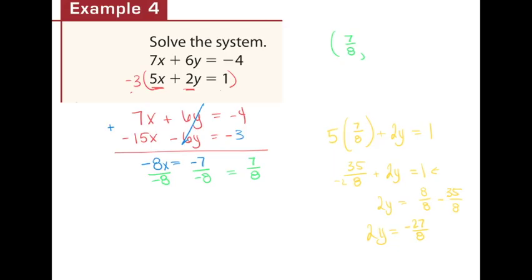What's the same thing? I can multiply by what? Dividing by 2 is the same thing as multiplying by 1/2, right? Multiply by the reciprocal. I'm only saying that because we have a fraction on the other side, right? So to divide by 2 is to multiply by 1/2. So if you multiply by 1/2, you get negative 27 over 16. If you divide by 2, sometimes people get confused. A fraction divided by a fraction. So negative 27 over 16 is my y value.